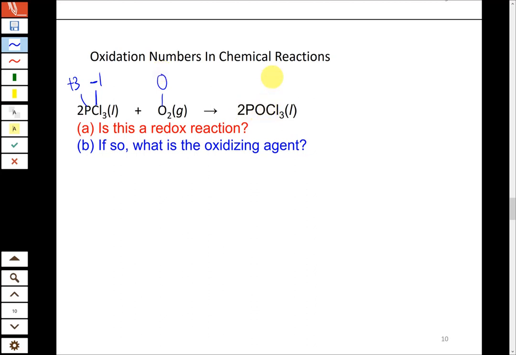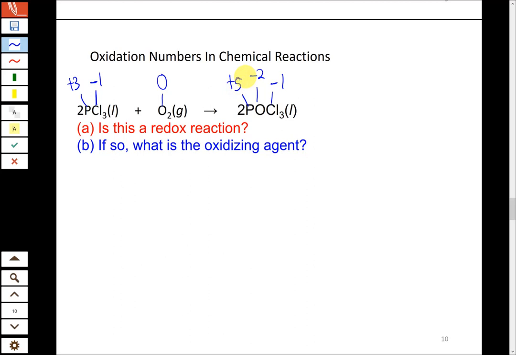And then for POCl3, again, chlorine is the non-central atom, so it's going to be -1. Oxygen in covalent compounds is -2. So we have 3 -1s and a -2 from oxygen, that's -5, which means that phosphorus needs to be +5 for all of those to add up to be 0.